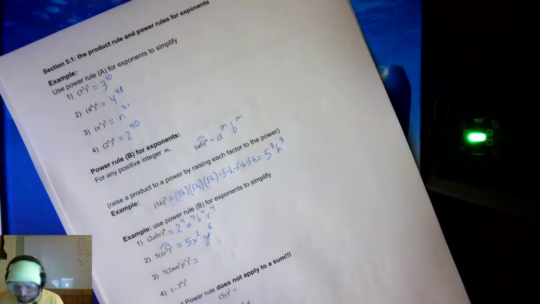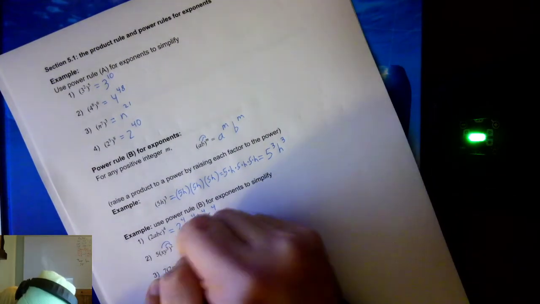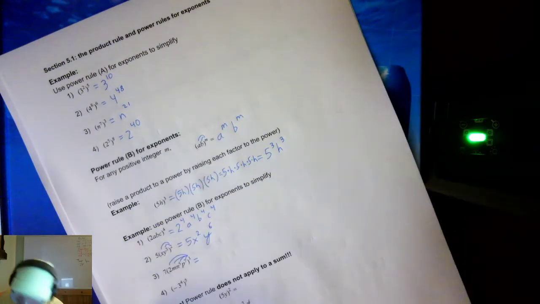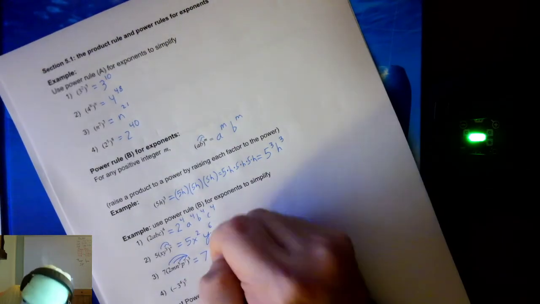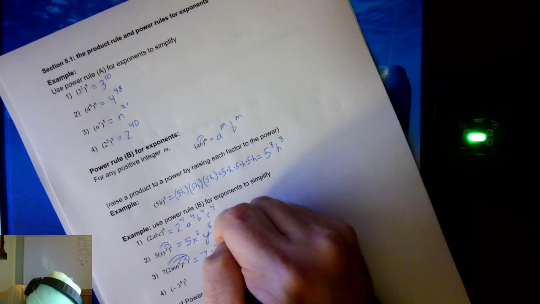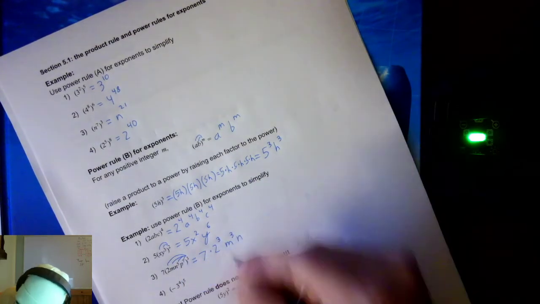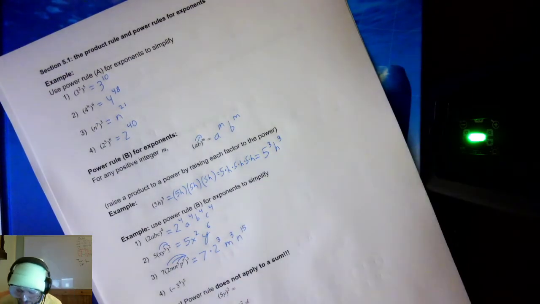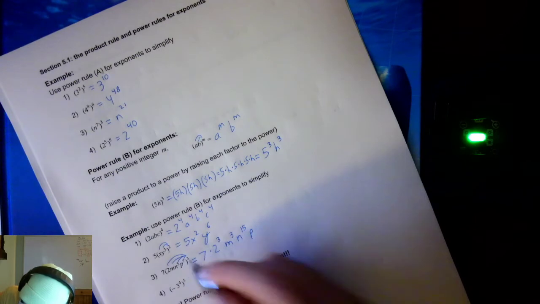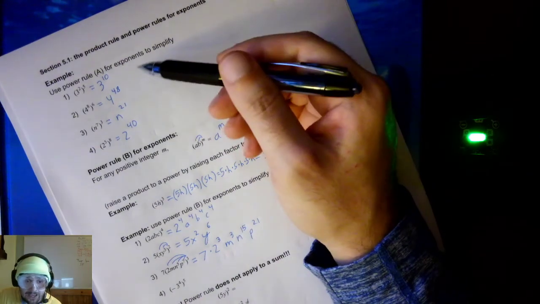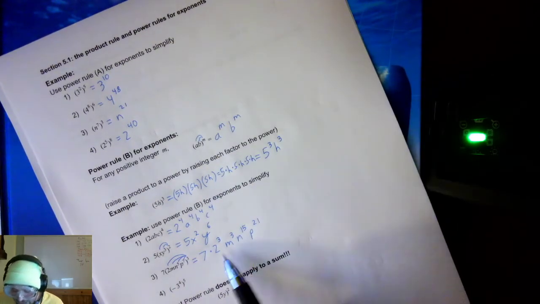In the next example, we have 7. That's going to be left alone, but the 3 will get distributed to the 2, the m, the n, and the p. I'm going to distribute this 3 to all of these. So I'll have 7, that's left alone, times 2 cubed, m cubed. Let's see, n originally had a 5, and I'm raising it to the 3. Multiplying those will give me 15. And then p, same thing, 7 to the 3 is 21, right? Powers to powers. Notice I had to use the power rule A and the power rule B on this problem.